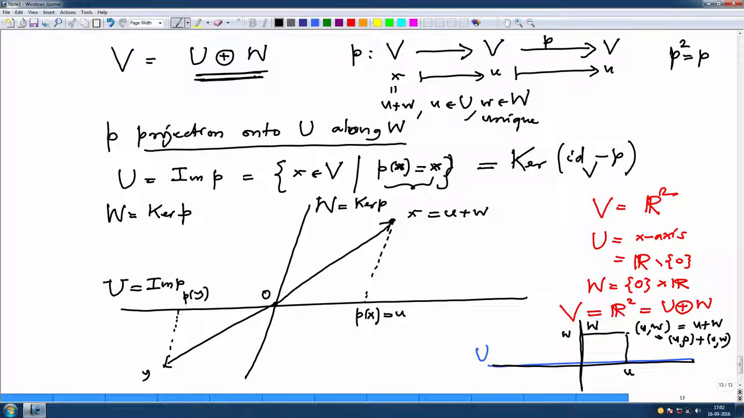If you take the first projection from R2 to R, u comma w going to u, the image is precisely the x axis and the kernel is precisely the y axis. We could do the other way also, you can project onto the y axis, but these are complements to each other. So, I will now define.